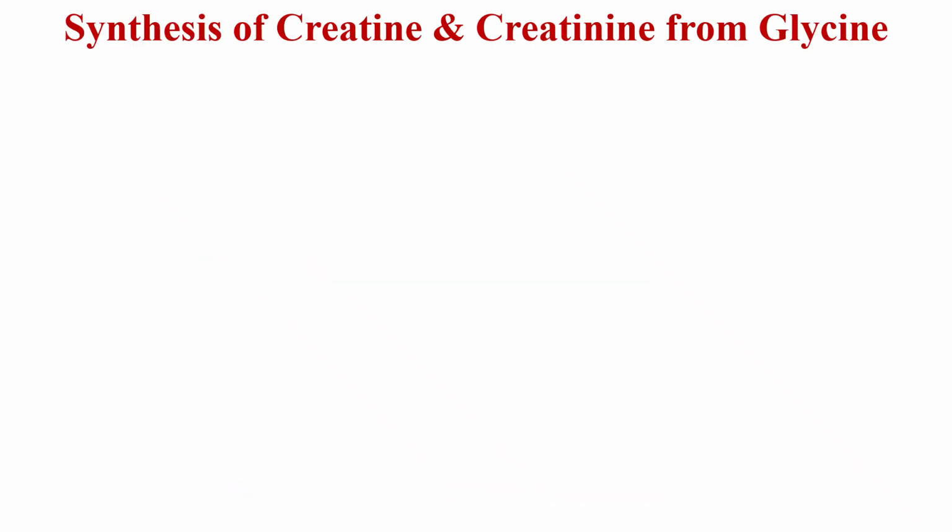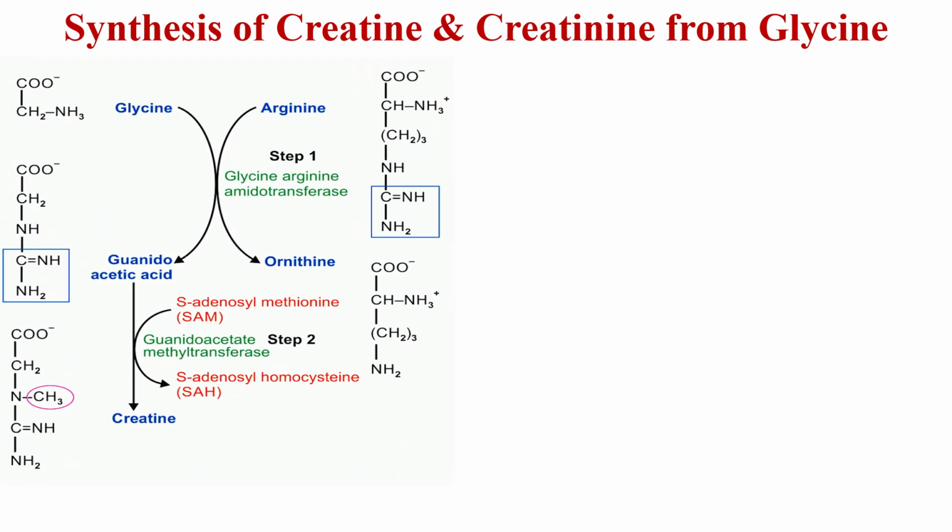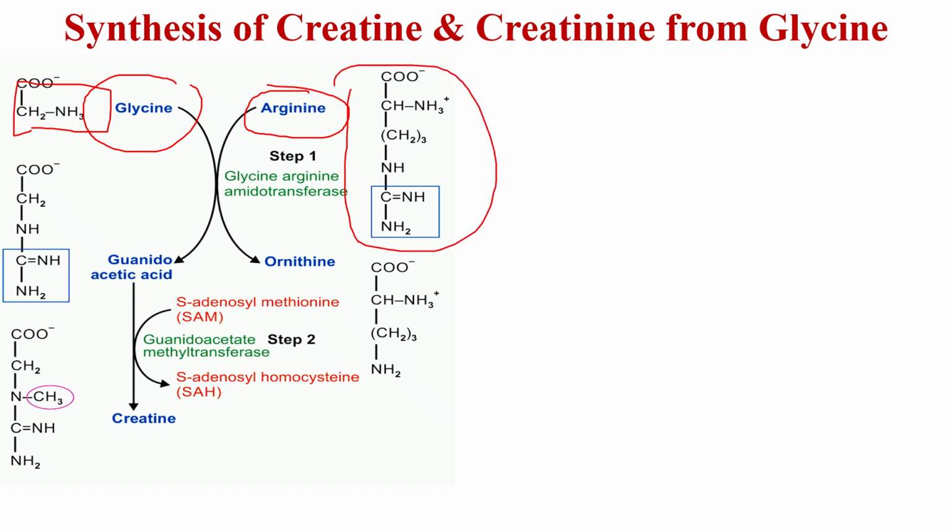If you see the first one, the synthesis of creatine and creatinine from glycine. You can see here the amino acid glycine combined with another amino acid called arginine. You can see the structure of glycine and the structure of arginine. The enzyme involved is glycine arginine amidinotransferase. You can see here this is called an amidino group. So what is the enzyme here? The glycine arginine amidinotransferase. It means that the amidino group from the arginine has been transferred to the glycine.